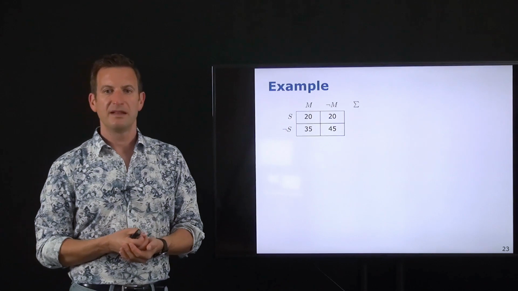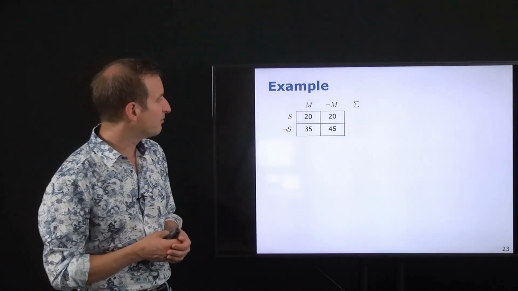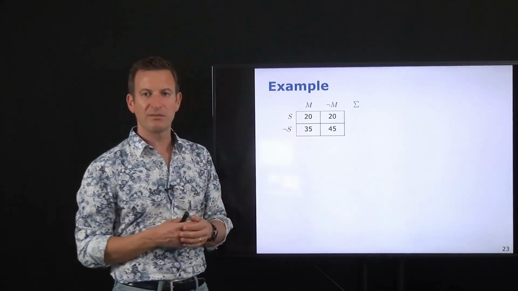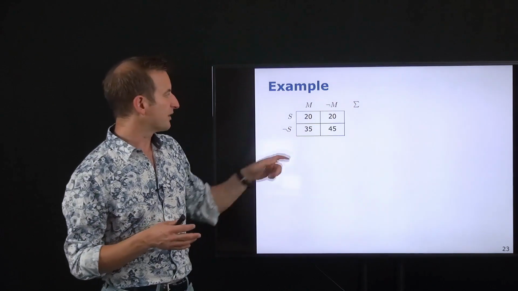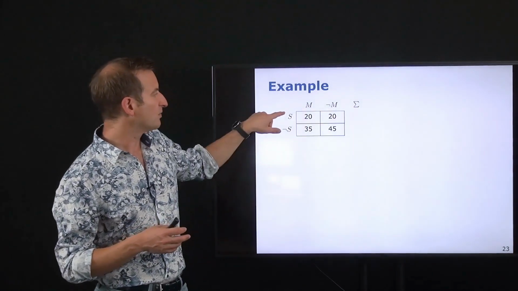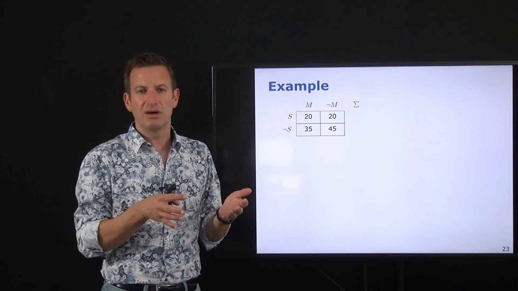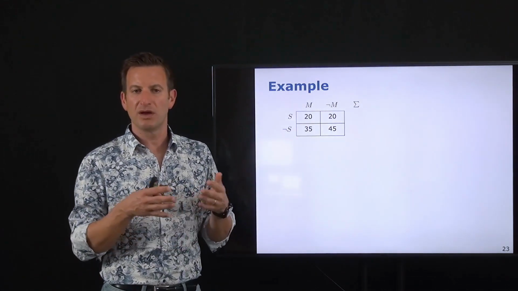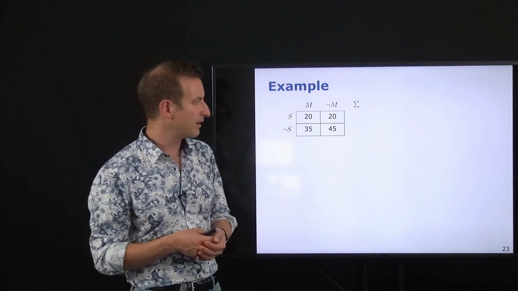Okay, let's take another concrete example. Again, one of those famous examples you find in a lot of books. We have two variables, M and S, which can be true or false. So for example, male and not male, smoker and non-smoker. And you want to model the probability distribution of whether people are smoking and put that into relation to whether they're male or female.